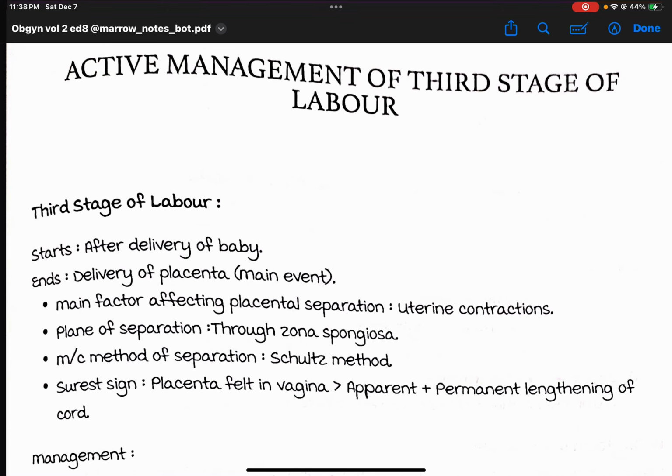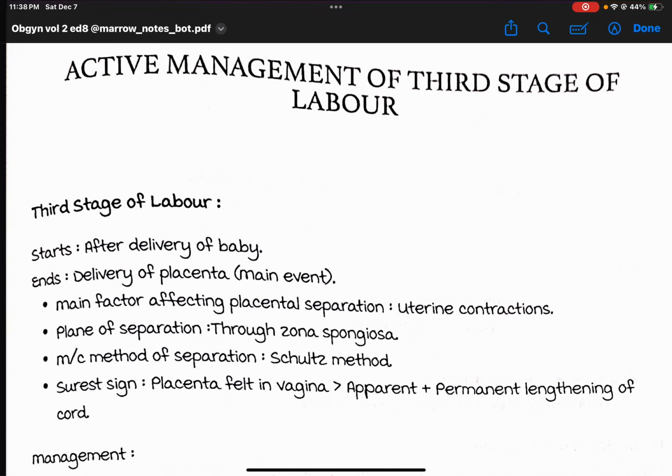Management after delivery of the baby: passive management is not preferred. You wait for the placenta to be expelled spontaneously, for a duration of 15 minutes. This causes increased blood loss, increased risk of postpartum hemorrhage, and maternal mortality. Active management of third stage of labor is preferred due to decreased duration of third stage, 5 to 10 minutes, decreased blood loss, and decreased risk of maternal mortality. It is the best method to prevent postpartum hemorrhage. Drawback: increased chances of retained placenta, and use of uterotonics.